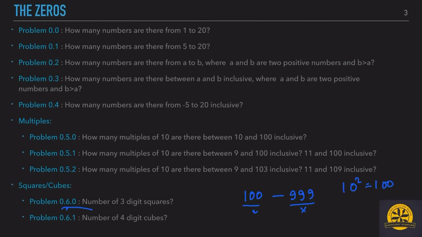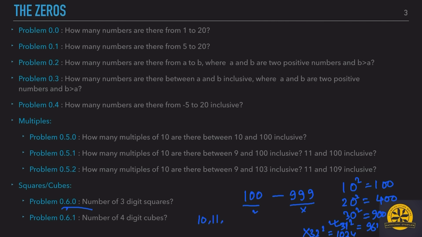Let's see. We know 10 square is 100. We know 20 square is 400. We know 30 square is 900. Let's see if we could do better. What about 31 square? Well, if you calculate, that's 961. How about 32 square? That's 1024. That's greater than 999, so this cannot be within our bounds. So 31 square is what we are looking for over here.